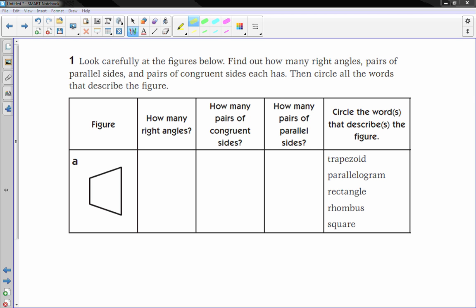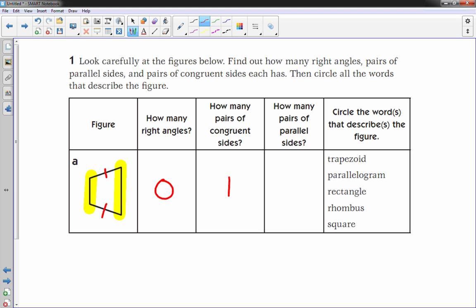Well, the figure looks like a trapezoid to me. Why do I think that? Because this and this are parallel. The first question doesn't really address that, but just knowing this going into it might help me. How many right angles does this thing have? It doesn't have any. How many pairs of congruent sides does it have? Congruent, remember, means the same. And it appears that this and this are congruent, so it has one set.